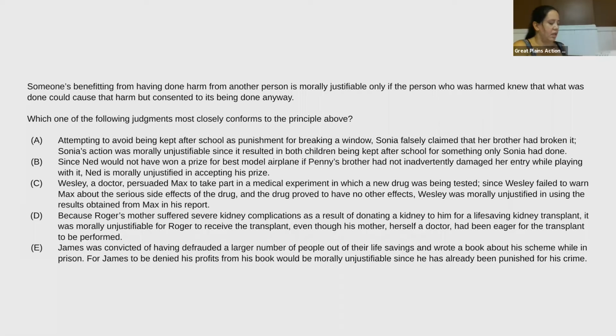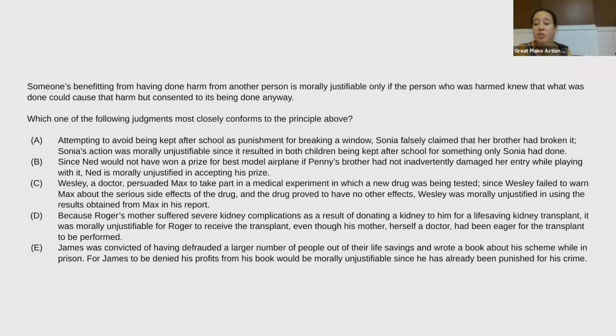I want to make sure that we try to hit on as many different kinds of LSAT questions as we can during this time. So I made a point to find one that asks about a principle, because you're going to have those on there. All right, so let's look at this one. It says someone's benefiting from having done harm to another person is morally justifiable only if the person who is harmed knew what was done could cause that harm, but consented to it being done anyway. Which of the following judgments most closely conforms to the principle above?